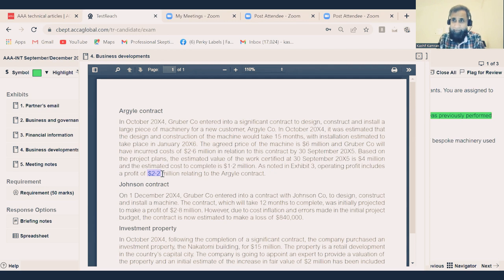So how much of the $2.2 million should be recognized? 2.2 million multiplied by 66.7%. So how much of the profit should be recognized? That's the exact amount. The rest is the overstatement. So out of the 2.2 million, how much should be recognized? You need to find the answer for that, right? For the second part of the session.